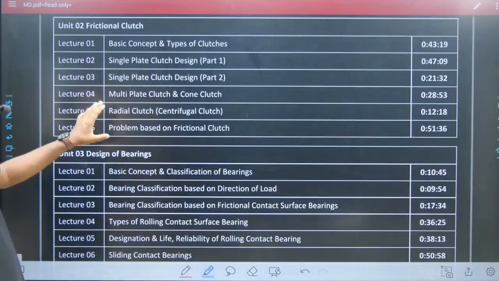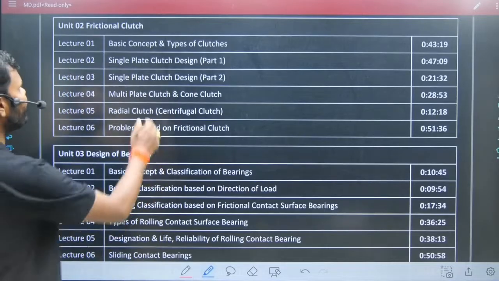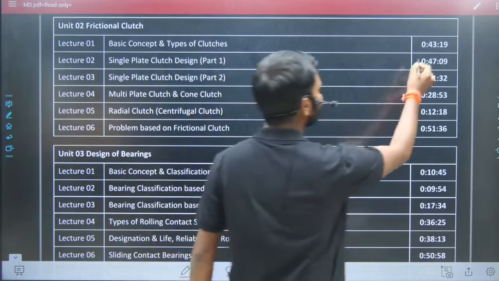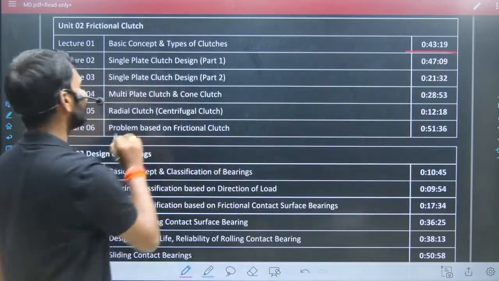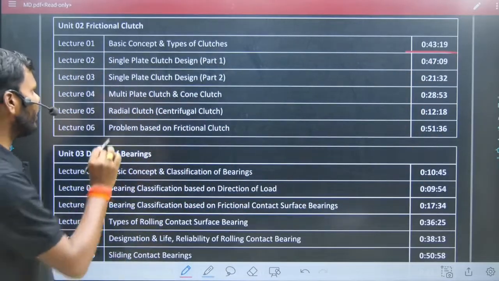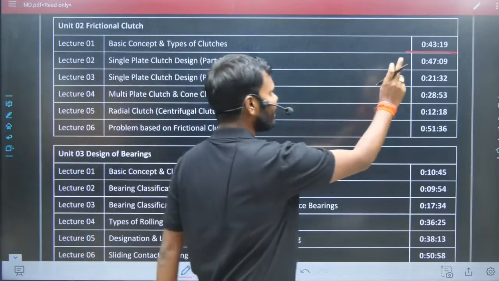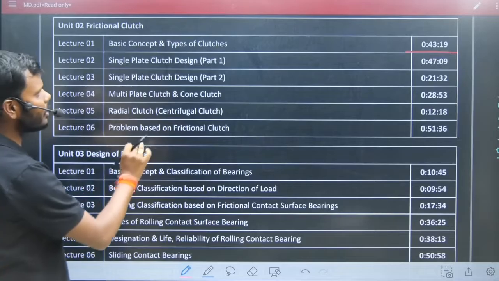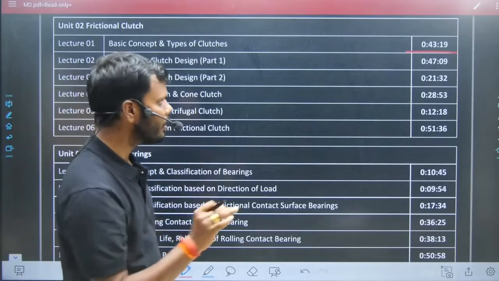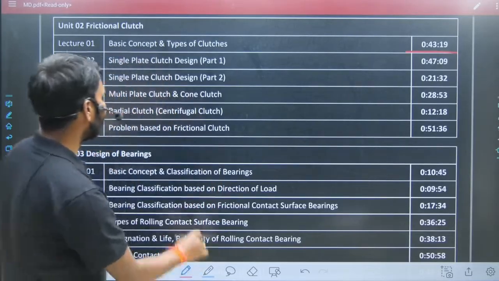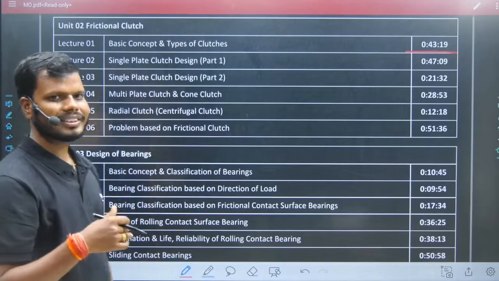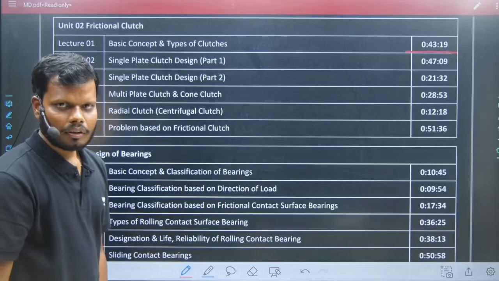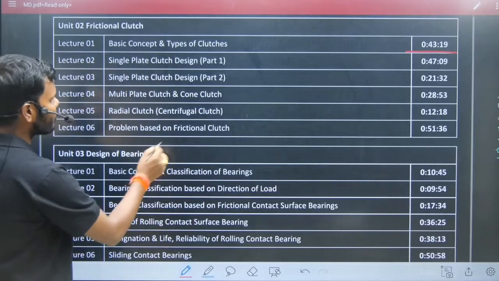So in frictional clutch, lecture 1 is basic concepts and types of clutches. This one is covered in 43 minutes 19 seconds, and single plate clutch design part 1 and part 2 will be covered in 47 minutes and 21 minutes. Next, multi-plate clutch and cone clutch will be covered in 28 minutes 53 seconds, and radial clutch, that is nothing but centrifugal clutch, will be covered in 12 minutes 18 seconds. And the last one is problems based on frictional clutch.